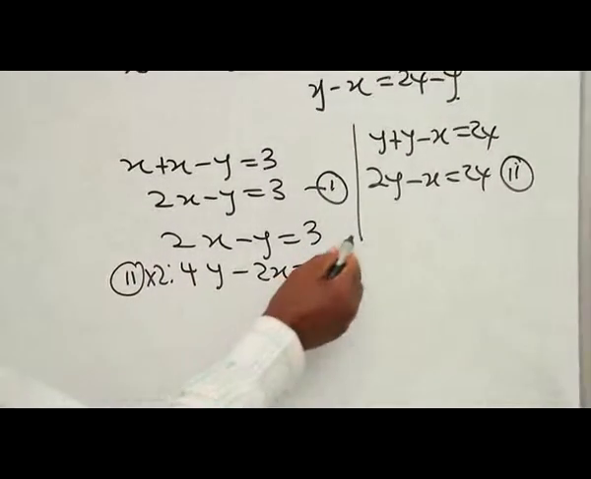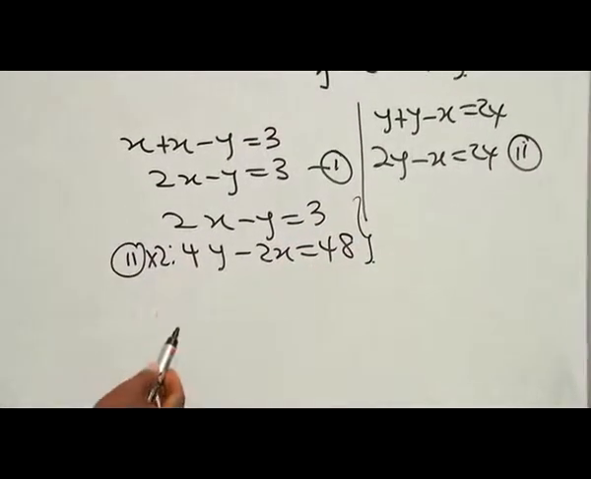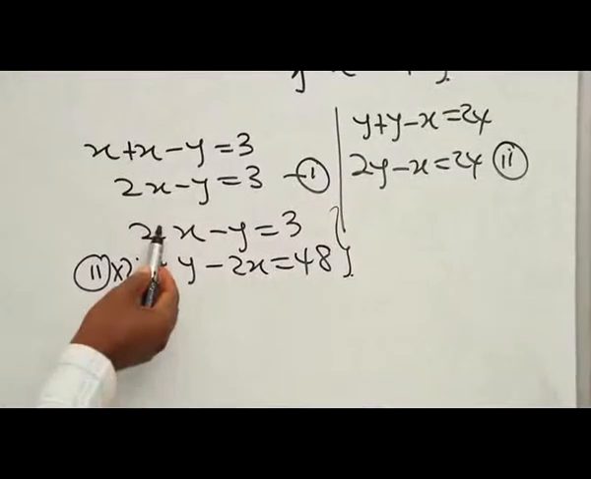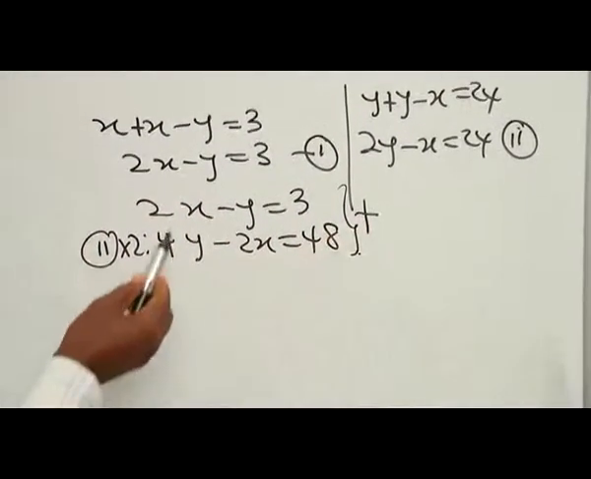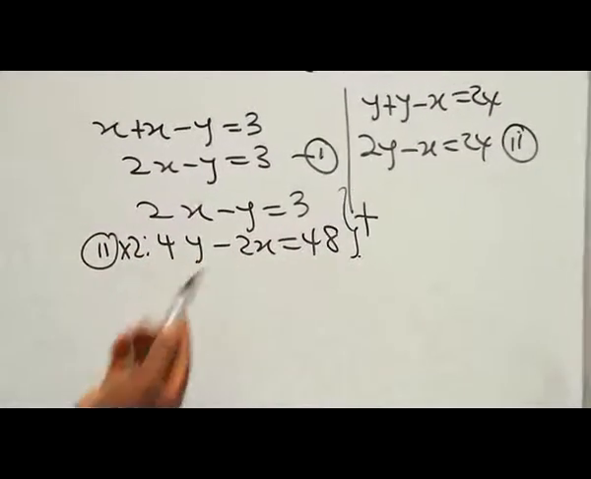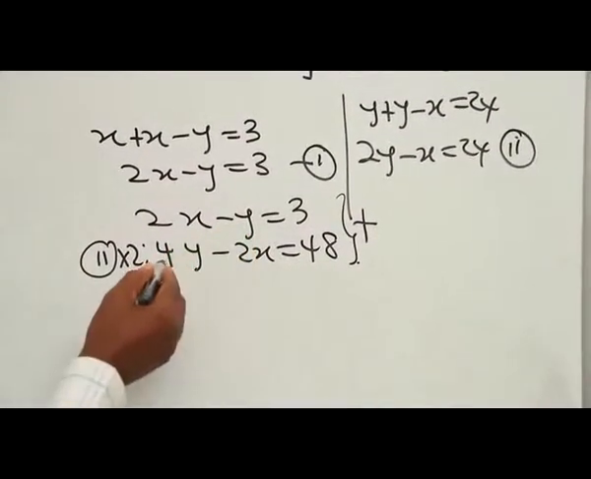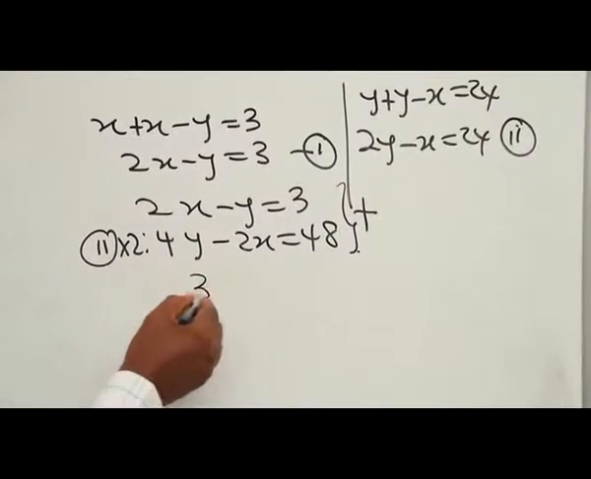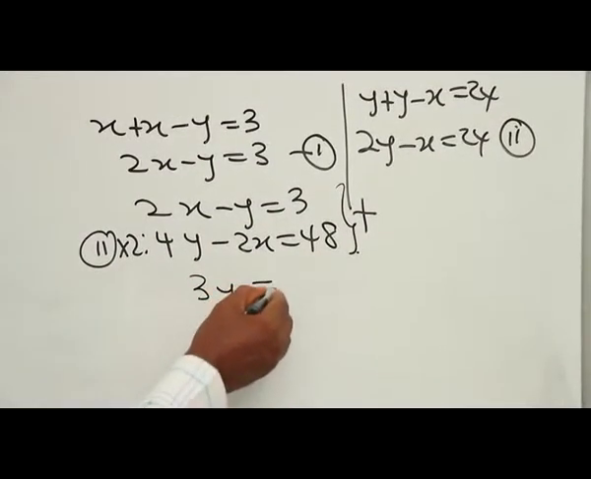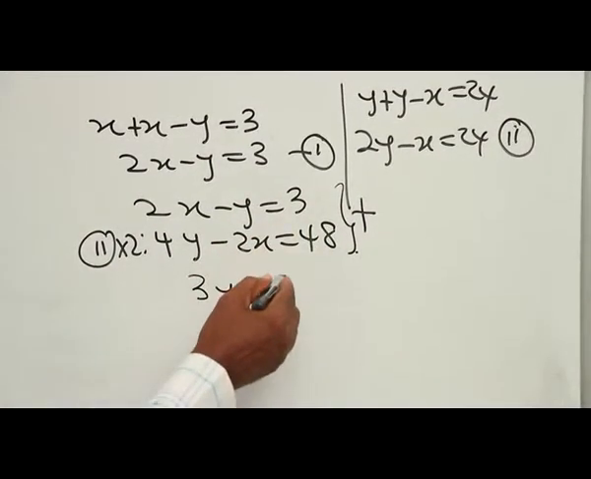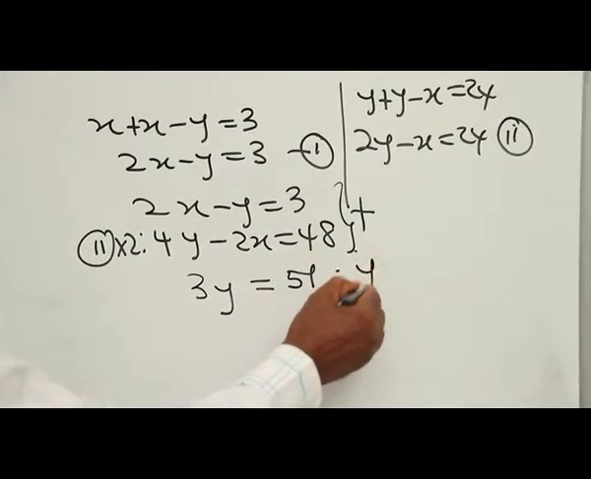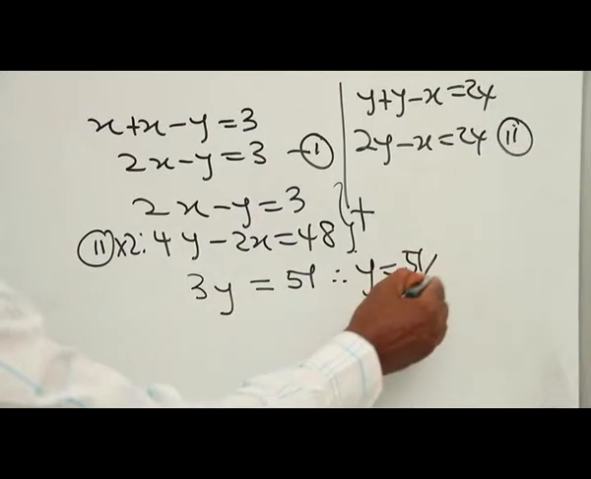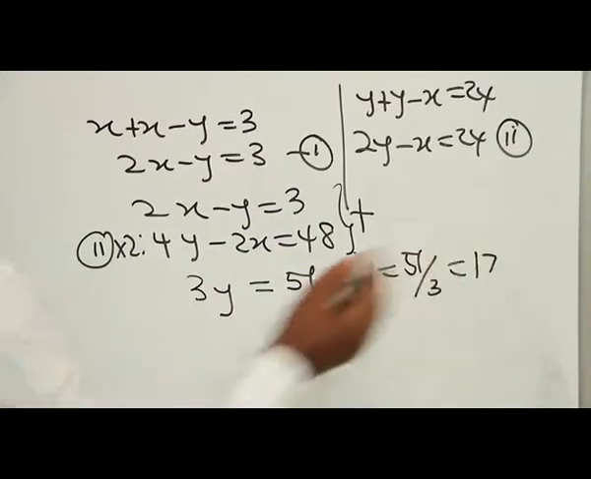Now, with these two equations, you add the two equations together. 2s minus 2s will be 0. Minus y plus 4y will give you 3y. And then, of course, 3 plus 48 will give you 51. Therefore, your y will be equal to 51 all over 3, and that is 17.